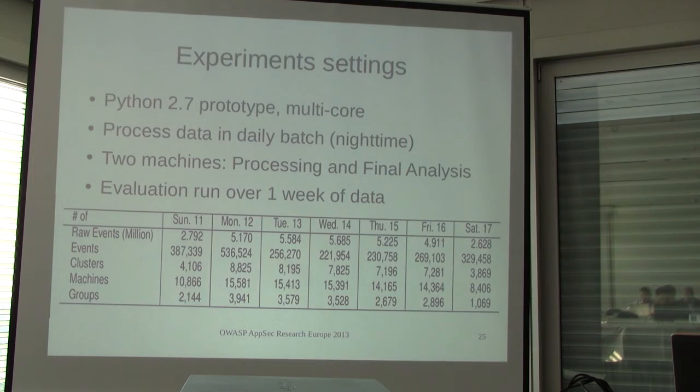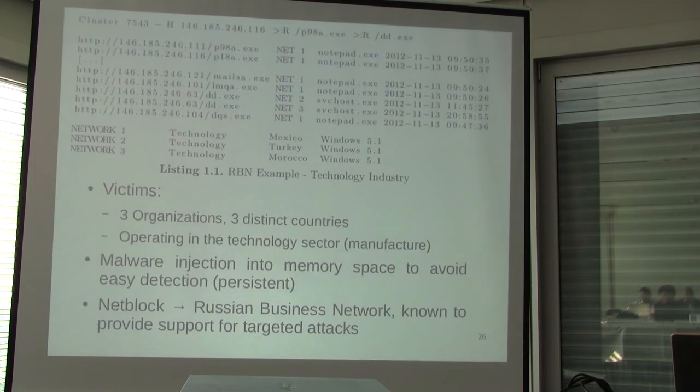So basically it correlates the industry and the location information and generates a report for the analyst. So we made an evaluation over 1 week of data, and some of the findings we had are these two I'm going to present here. So the first one is related to an infection of a malware that infected three distinct organizations.